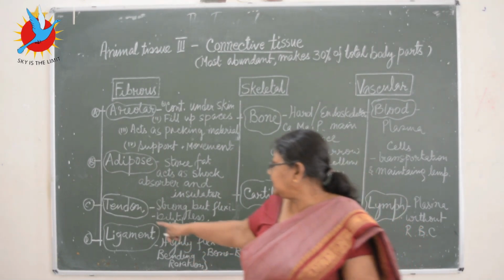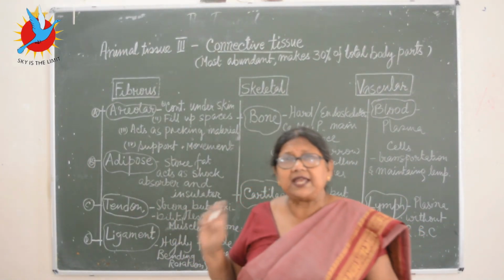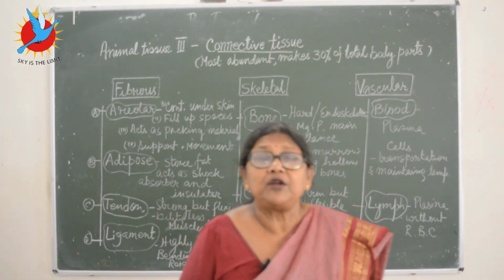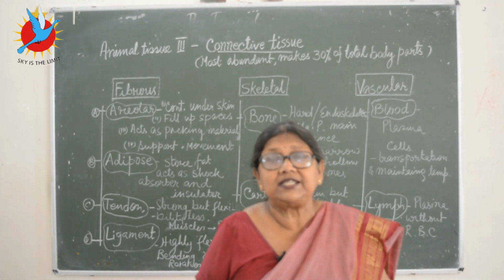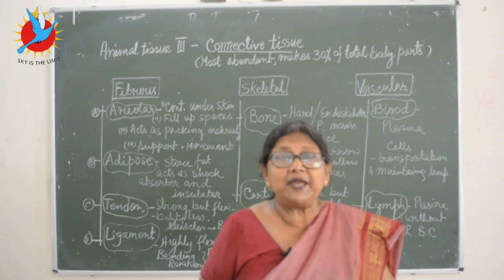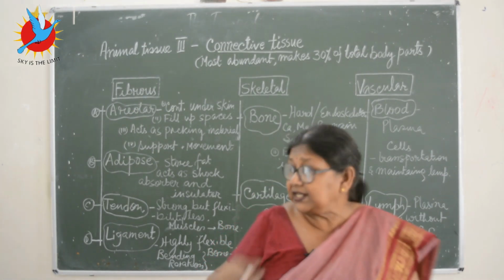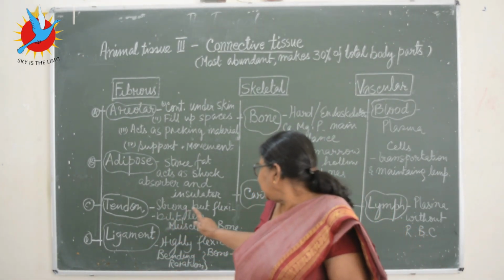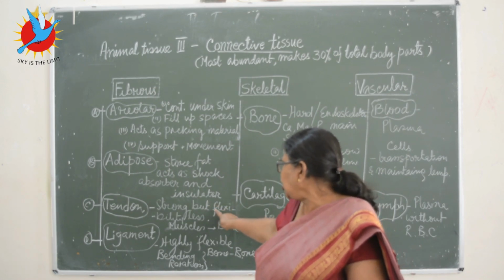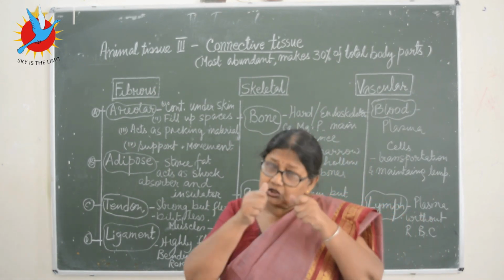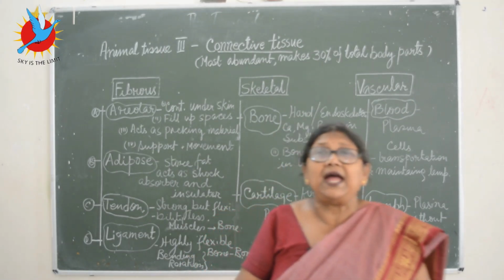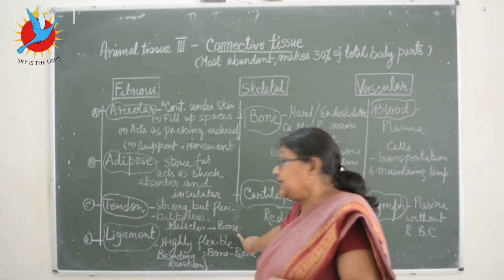Third one, tendon. You must have heard of tendon and ligament, especially from the players, the football players. When they get hurt, as the doctors say, the ligament or the tendon is damaged. So what is it? The tendon is the tissue which is strong, but its flexibility is not so much. It is strong, it provides strength, and it joins the muscles to the bones.